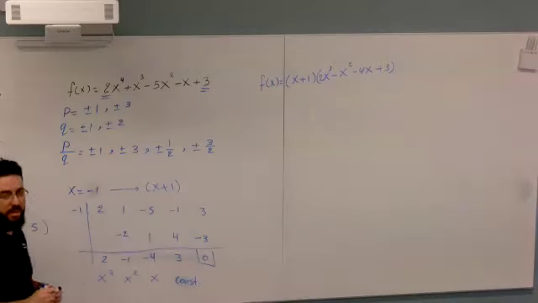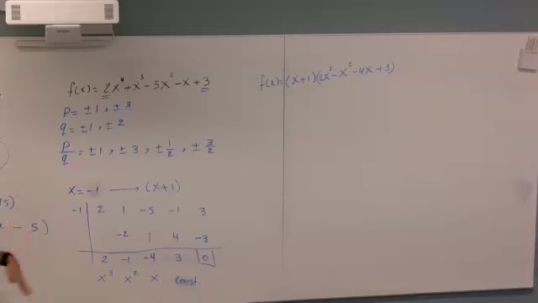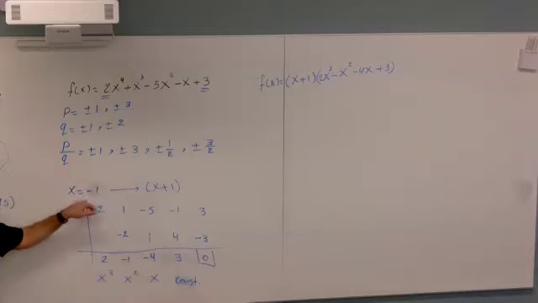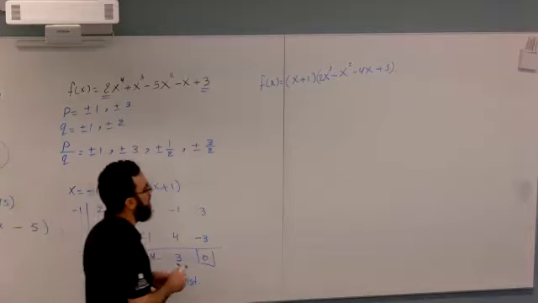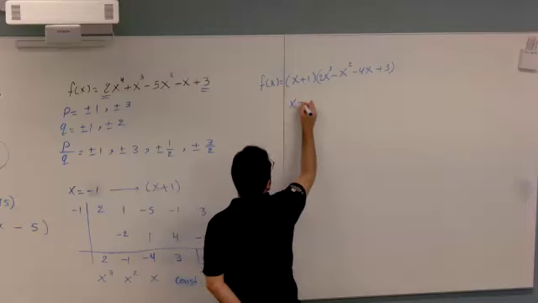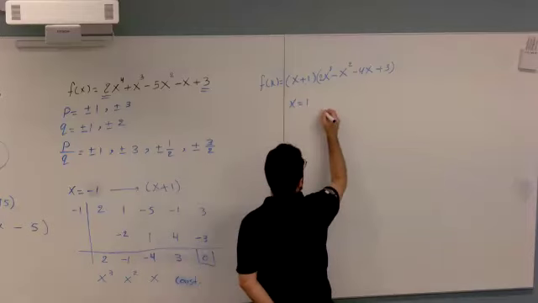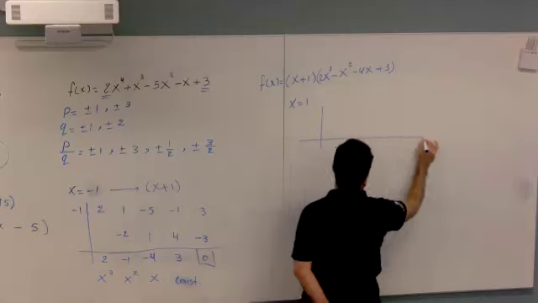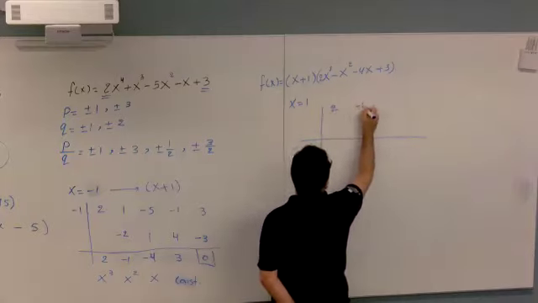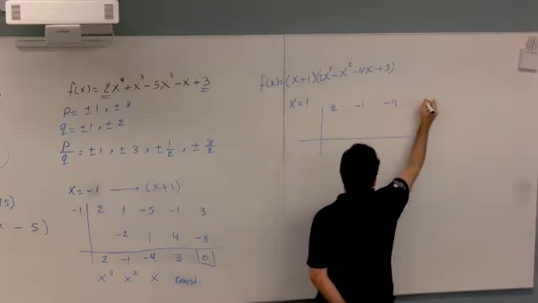Now let's go back again. I need to factor it more. Can I choose the other number? Let's try x equals 1. I'm just going to work on this part. Now when x equals 1, write down only this part: 2, -1, -4, and 3.